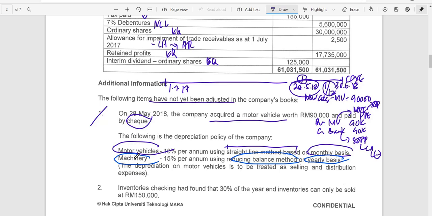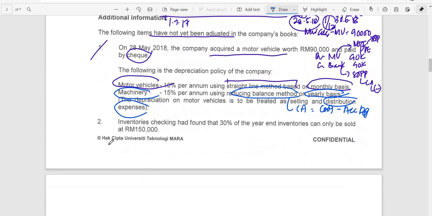Right. So for the machinery, there was no new acquisition of machinery. So you are going to provide the depreciation based on the carrying amount or the carrying value, which is cost minus accumulated depreciation. So we're doing that. And you are informed that motor vehicle will be treated as selling and distribution expenses. So this would be at carrying amount, as I said, cost minus accumulated depreciation. And this would be part of expenses. So we'll be doing that in our working section.